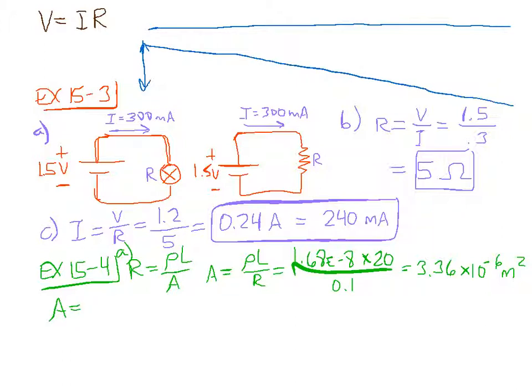Area is equal to, this is still under part A, pi r squared, so we can rearrange this for r, divide both sides by pi, and square root it. So r is equal to the square root of A over pi. When you plug in the area that you just got, divided by pi, and take the square root, you get a radius of 0.001 meters, which is 1 millimeter.